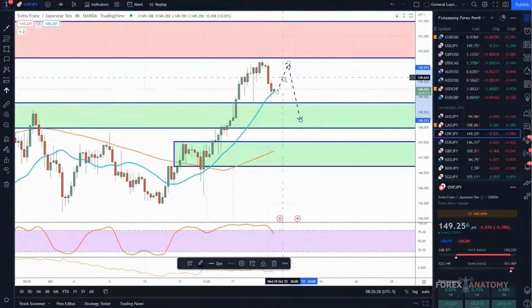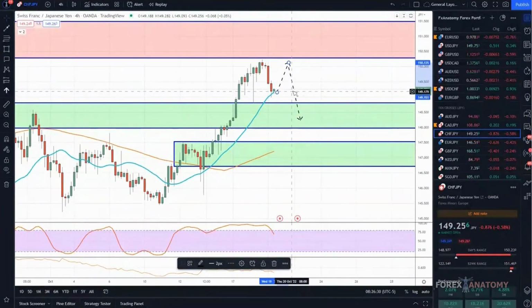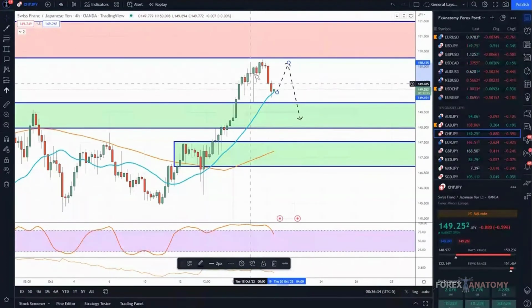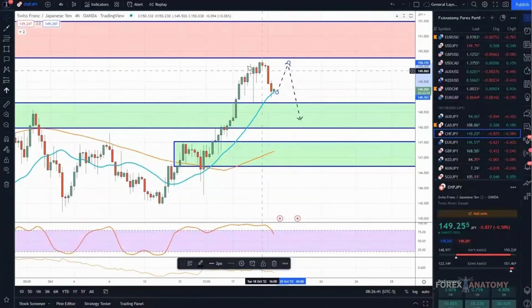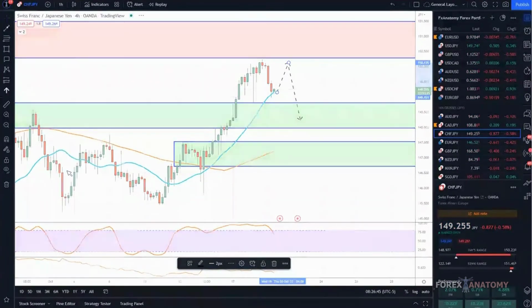But let me see how price is forming up here, because we do see some consolidation. Price did slow down up at these highs, right around here. So then let me see what's taking place on a smaller time frame. Let's go down to the 1 hour.